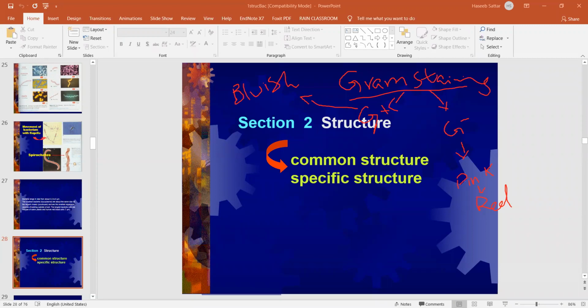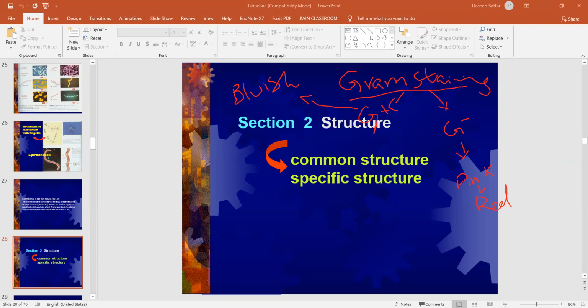This was just an overview of gram staining. It is a staining procedure. Why do we call it gram staining? Because this technique was discovered by a scientist whose name was Christian Gram.